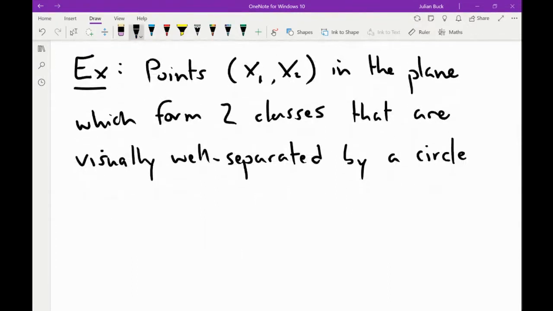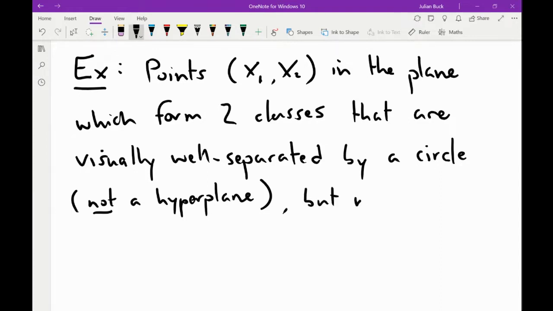The problem with a circle, of course, is that it's not a hyperplane. The equation for a circle is decidedly nonlinear, so it can't come from a linear equation, in other words, a hyperplane equation. But not a line. Remembering that a line is a hyperplane in two dimensions. That's when we're talking about 2 dimensions, a line is a hyperplane. Right?